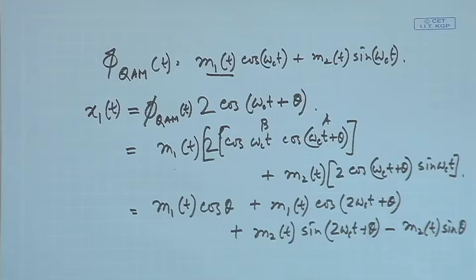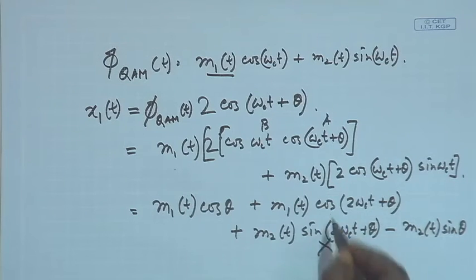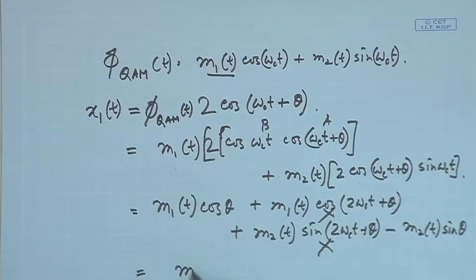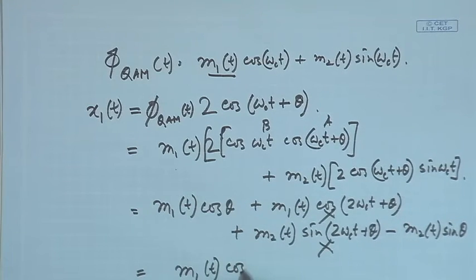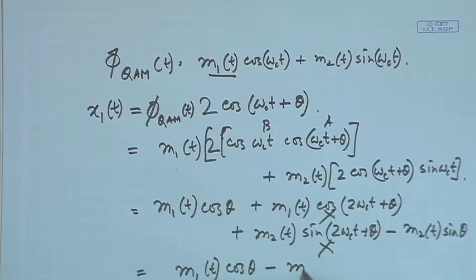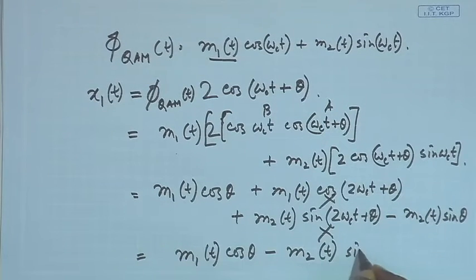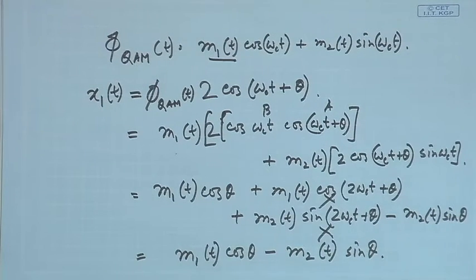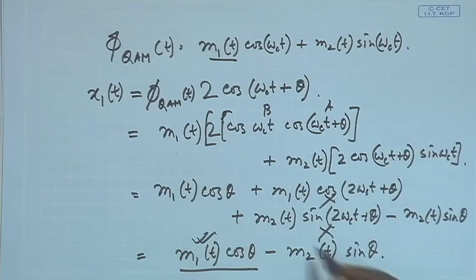I will be passing it through a low pass filter. These two terms will be gone. What am I left with? m1(t) cos θ minus m2(t) sin θ. Earlier for DSB-SC I was getting this, right, which was okay because cos θ is a constant term. Now what am I getting? I am getting this signal, but a spurious signal coming from here also.